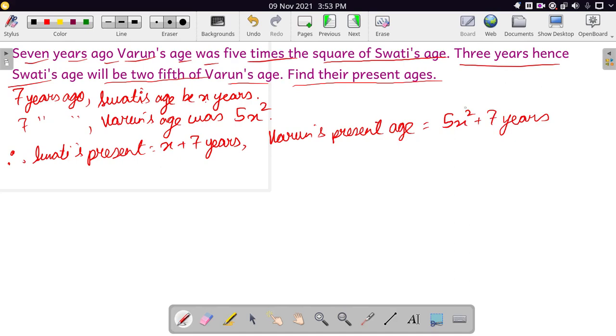3 years hence, this is past, this is present. Now we are going to write the ages of Swati and Varun in the future. So we will write 3 years in the future.